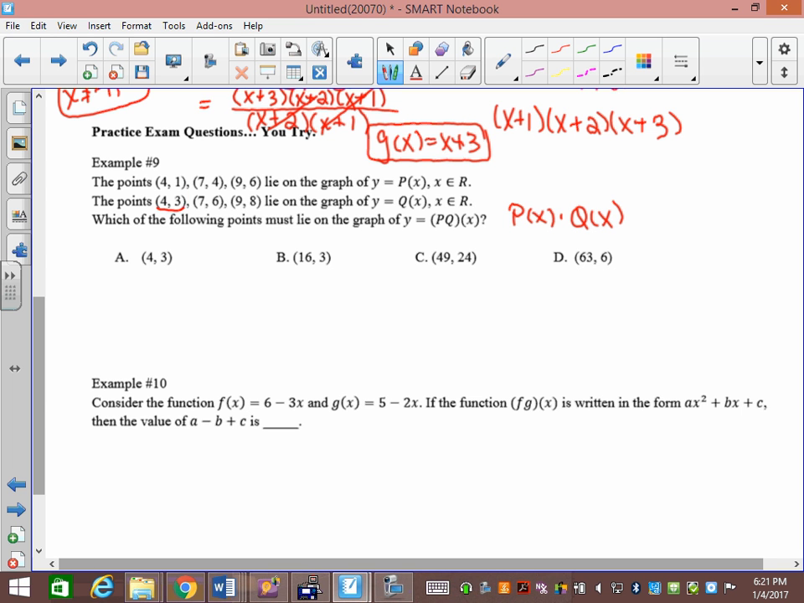So 4 and 1 and 4 and 3 is going to become 4 and 1 times 3, which is 3. 7 and 4 and 7 and 6 is going to be 7 and 4 times 6, which is 24. And then 9 and 6 and 9 and 8 is going to become 9 and 6 times 8, which is 48. So which of the following points must lie? 4 and 3.